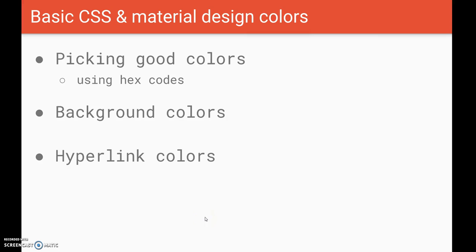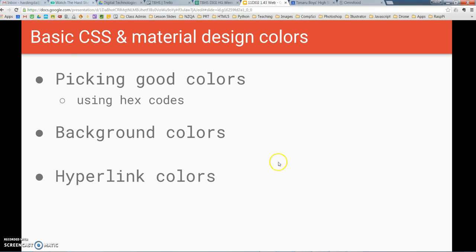Now that we've got the key elements of our web page in place, we're going to have a look at changing the color, and we're going to use Google's material design language to help us with picking good colors that work together well. We're going to use that to change the background colors of some of the elements towards the top of our page, and we're also going to change the hyperlink colors of our navigation elements.